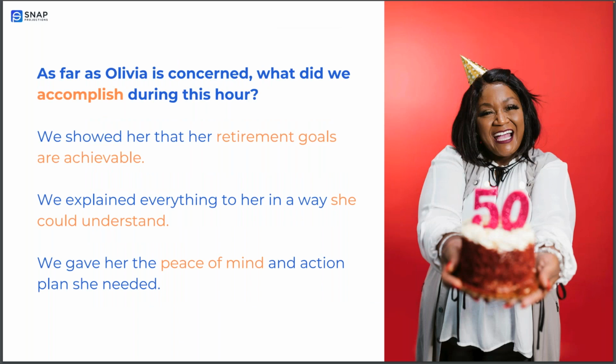So as Steve just said, we know we have covered a lot in this hour, but let's think about what we accomplished for Olivia. Numbers aside, what is she walking away with after this meeting? How is she feeling? She now knows that her retirement dreams are going to be her reality. Her goals are achievable. Everything has been explained to her in a way she can genuinely understand, and she now has an action plan and the peace of mind she was seeking. For Olivia, this has been a great experience, and at the end of the day, that was the real goal here.